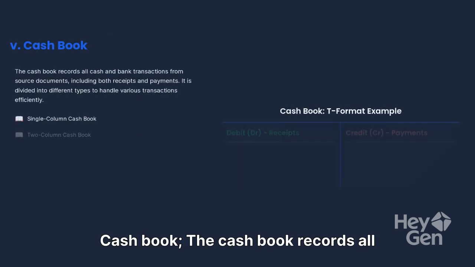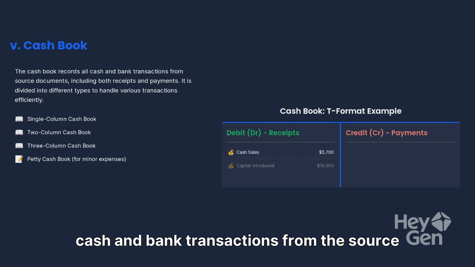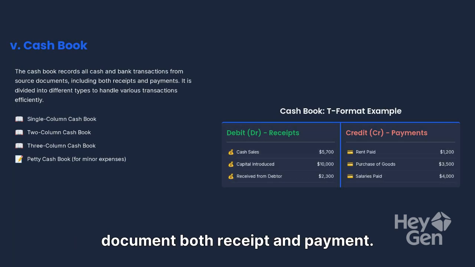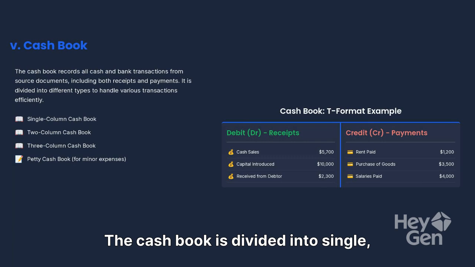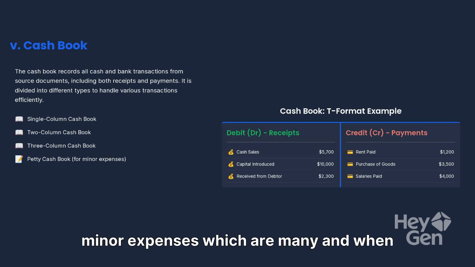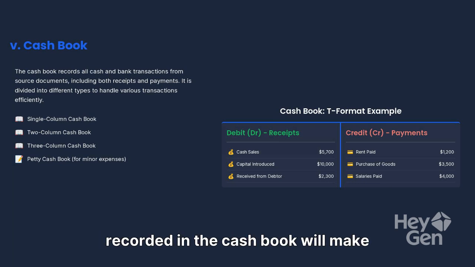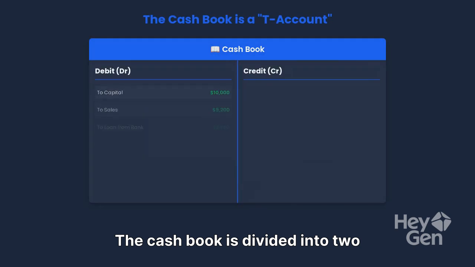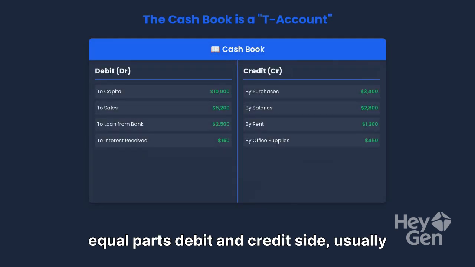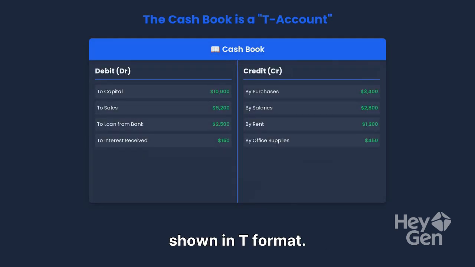5. Cash Book. The Cash Book records all cash and bank transactions from the source document, both receipt and payment. The Cash Book is divided into single, 2- and 3-column cash book, and the petty cash book used to record minor expenses which are many and when recorded in the cash book will make the transaction cumbersome. The cash book is divided into 2 equal parts, debit and credit side, usually shown in T format.